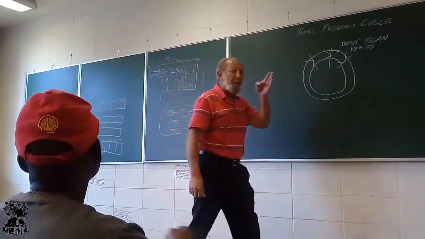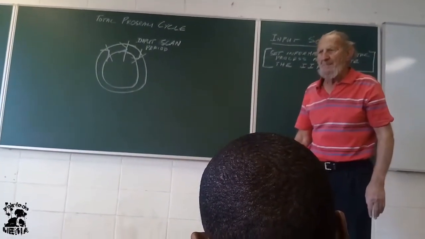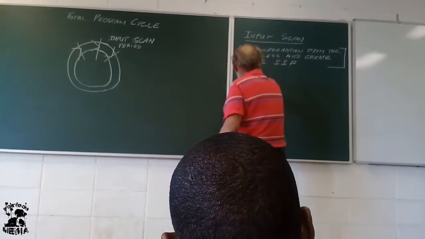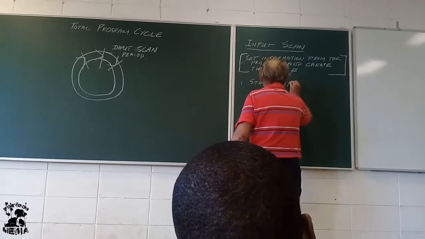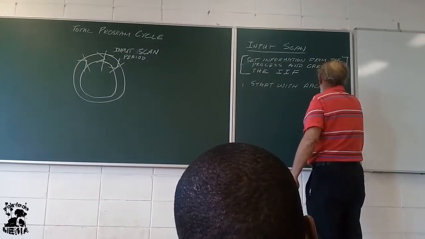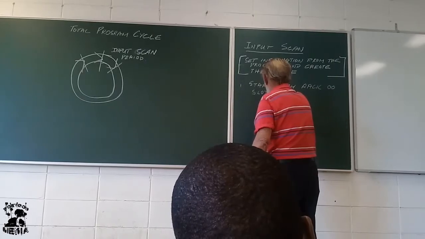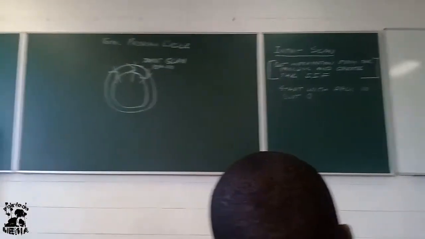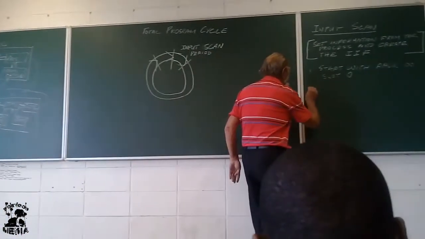In those racks, what can we have there? Either an input card or an output card. Okay? So, the way that the input scan works, it starts with rack 0 0, slot 0. So it starts there. What does it do? It checks for an input card.